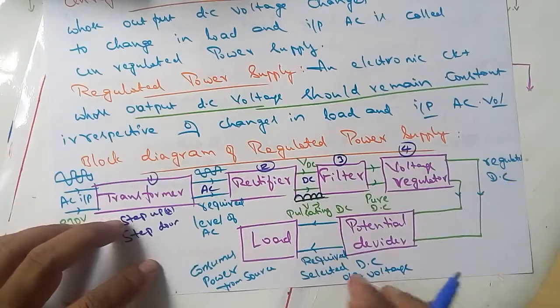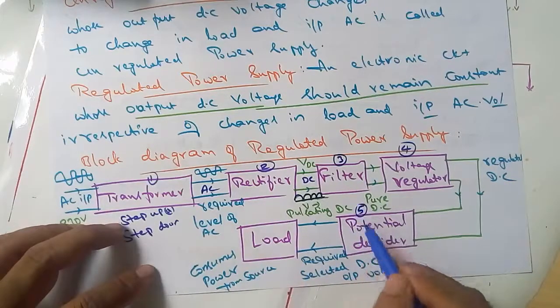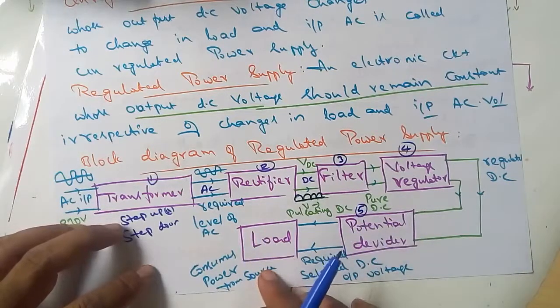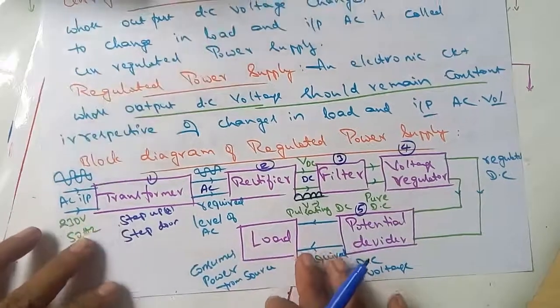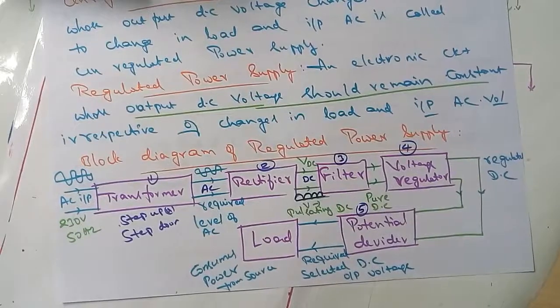Now the last block, this is the fifth one, is the load. Load means what? Which consumes the power from the source, that is called the load.